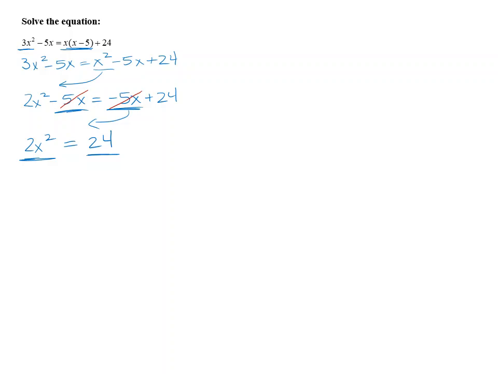All right, so to use the square root method, I do need to isolate the x squared. So divide out the 2. So x squared equals 24 divided by 2 is 12. Then you can use the square root method by undoing the square with it. So x is equal to the square root of 12.